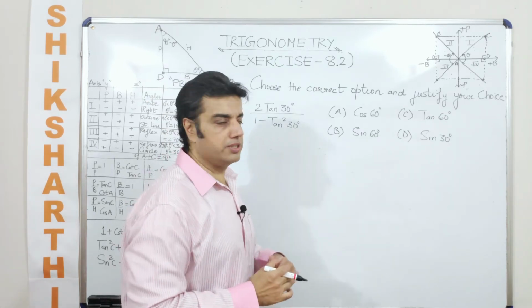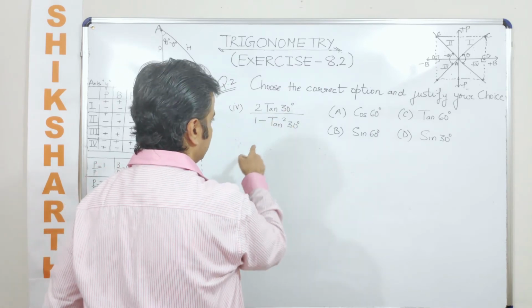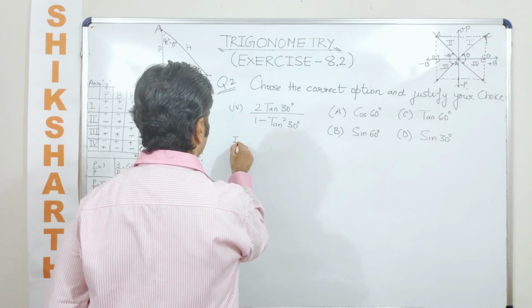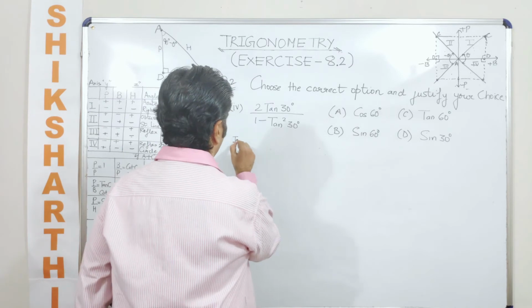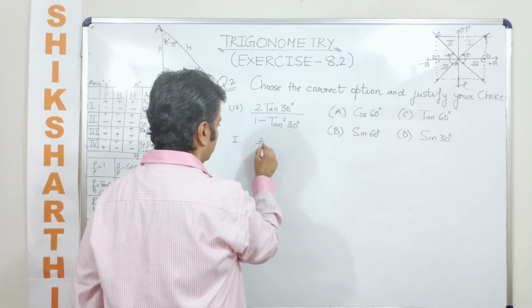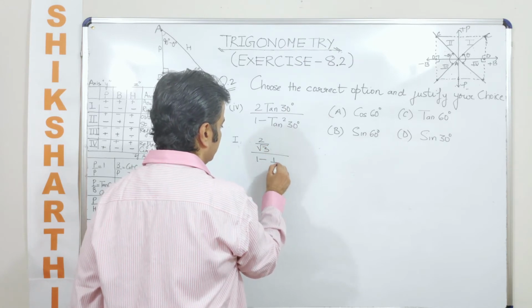Talking about the fourth subpart, the question here is 2 tan 30 degrees divided by 1 minus tan square 30 is equal to which among the 4 options? First let us do it by substituting the values of the trigonometric ratios. This is the first way of doing it. So how much is tan 30? 1 by root 3. So can I say this is 2 by root 3 divided by 1 minus 1 by root 3 whole square?